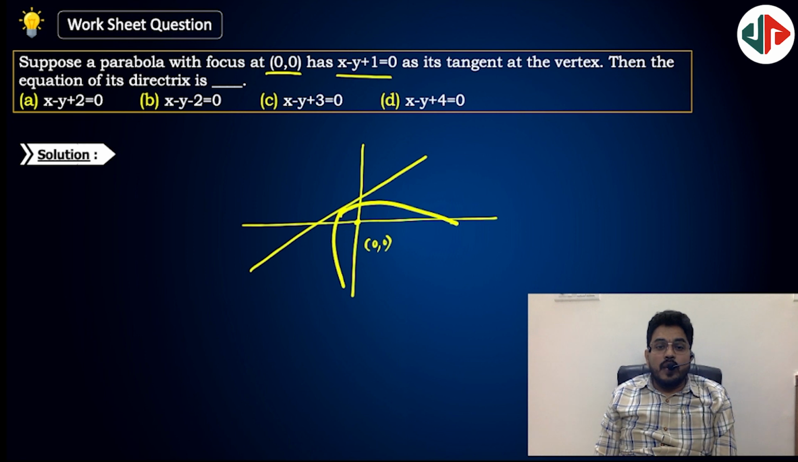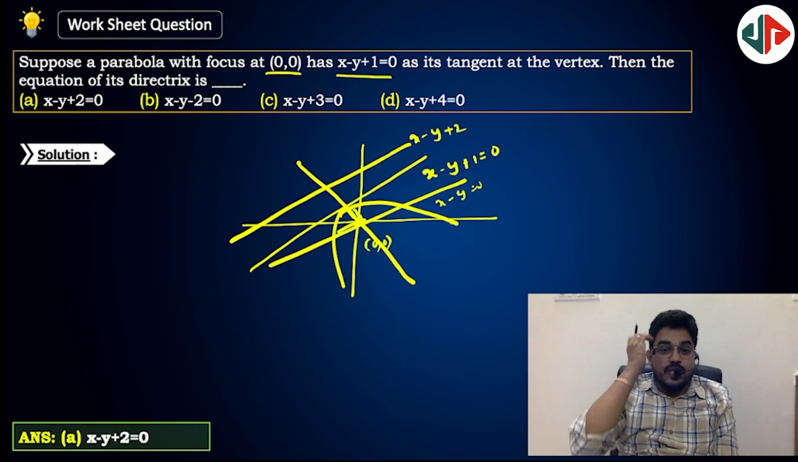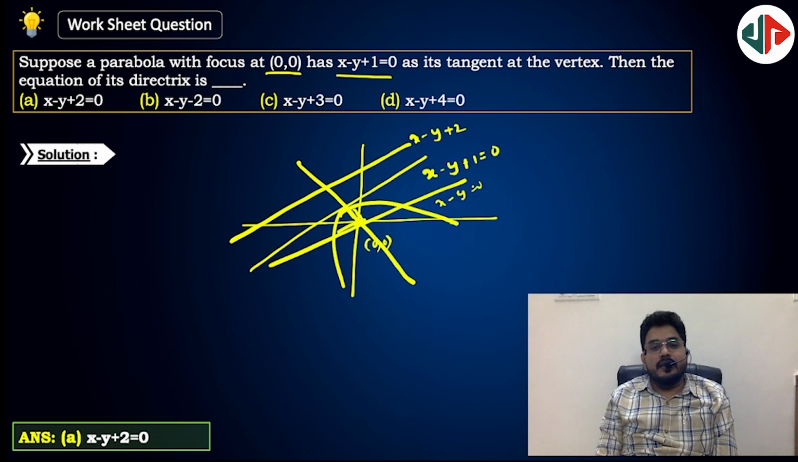Then where is the directrix? The directrix is going to be here. This line is x - y + 1 = 0, and this length you can look at: this is x - y = 0. The directrix will be x - y + 2 = 0, which is going to be the answer.